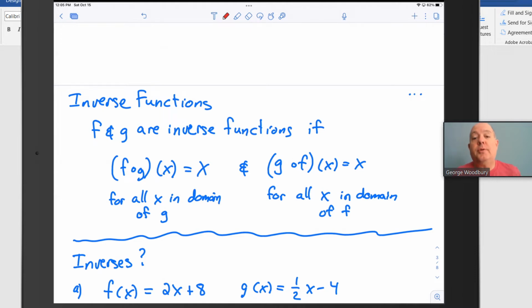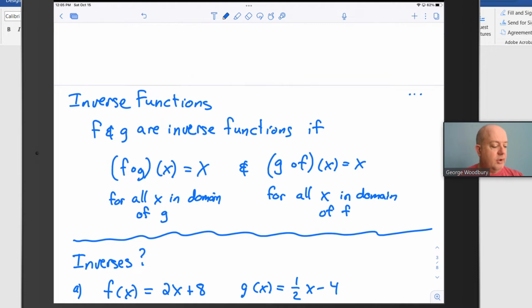Hi, I'm George Woodbury from College of the Sequoias in Visalia, California, and in this video we're going to talk about inverse functions. The basic idea of an inverse function is that it undoes the action of a function.